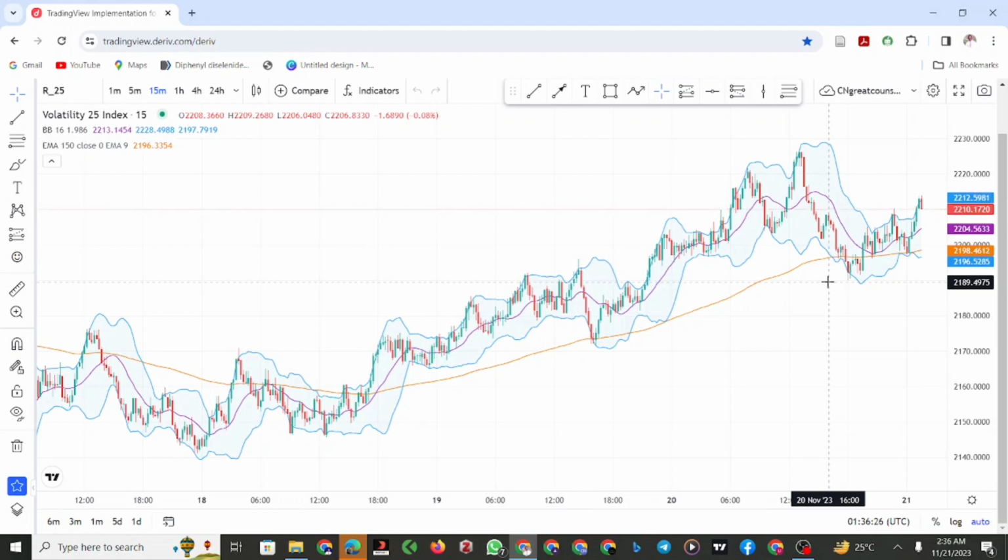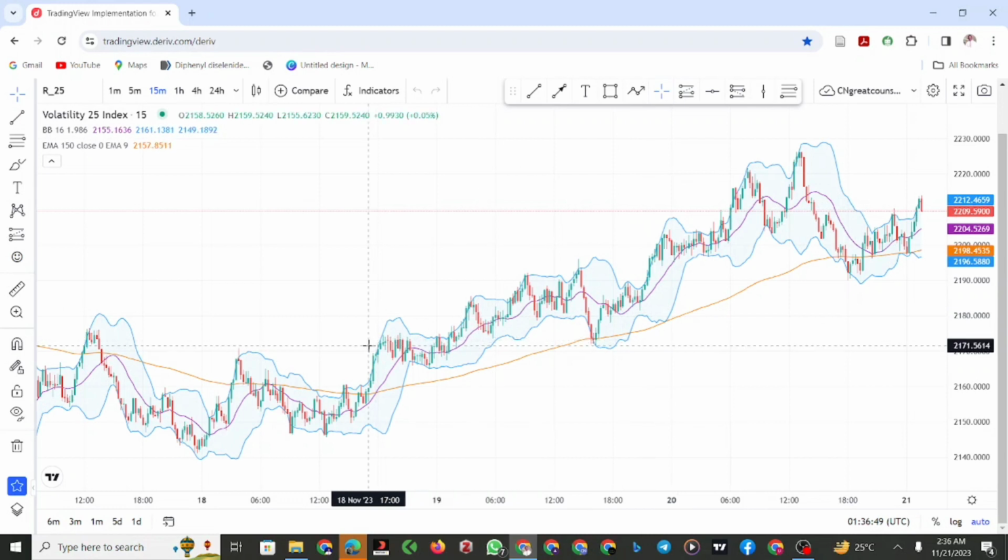Okay, now the most important secret is about the position of the moving average, this yellow color moving average you're seeing, and of course its interaction with the Bollinger Bands, the BB. Okay, now that's what I'm going to tell you now.